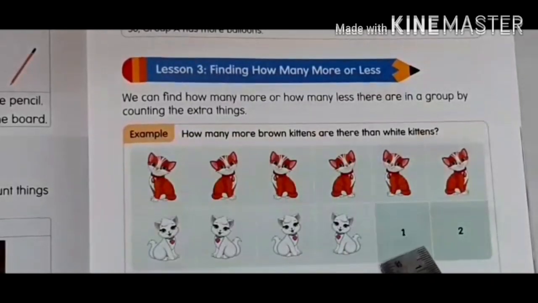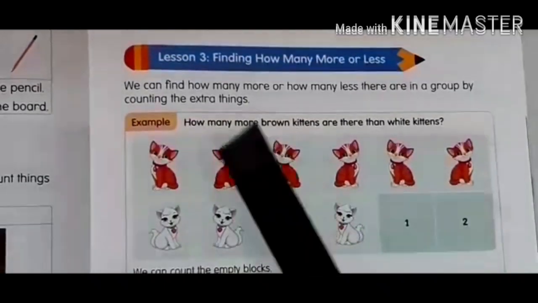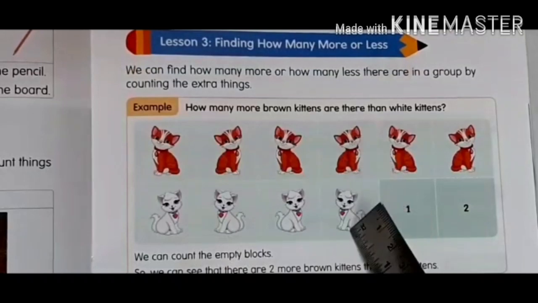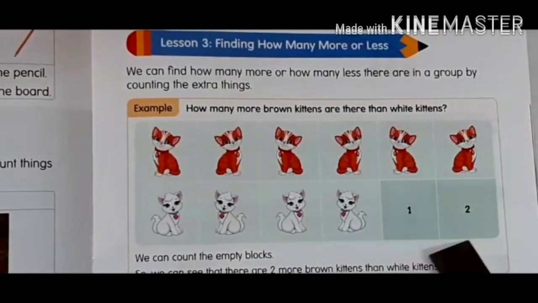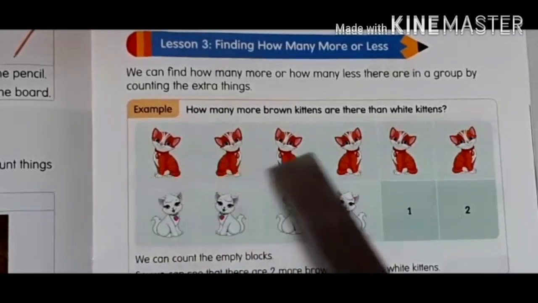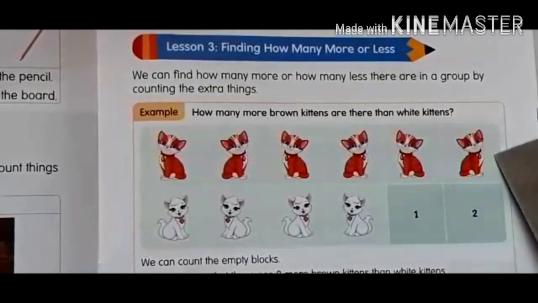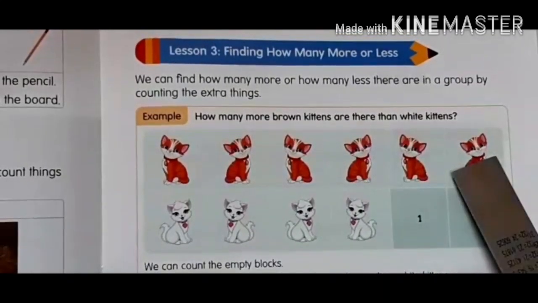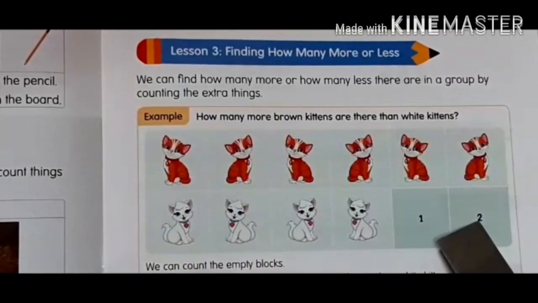Here you can see in the picture some brown kittens and white kittens. If you match one brown kitten with one white kitten, now you will find how many more or how many less there are. If you see the picture here, some brown kittens are there with pairs, and coming to the last two kittens, they don't have a pair. So these two are extra. So this group has more, this group has less.